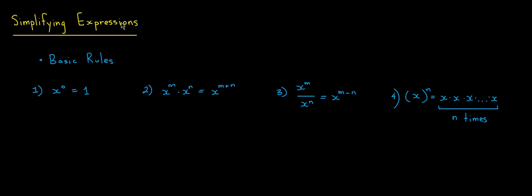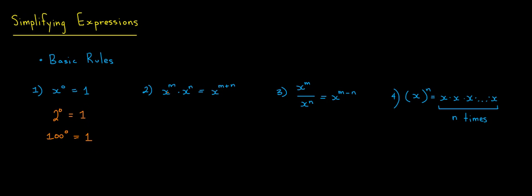Alright, so welcome back, and in this video we're going to look at simplifying some expressions. Before we start, we're going to look at some basic rules. Number one, x to the 0 is 1. In fact, anything to the 0 power is going to be 1. For example, if you had 2 to the 0, that's just 1. If you had 100 to the 0 power, that's also just 1.